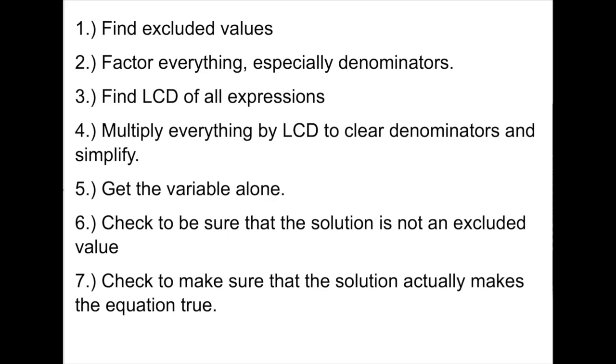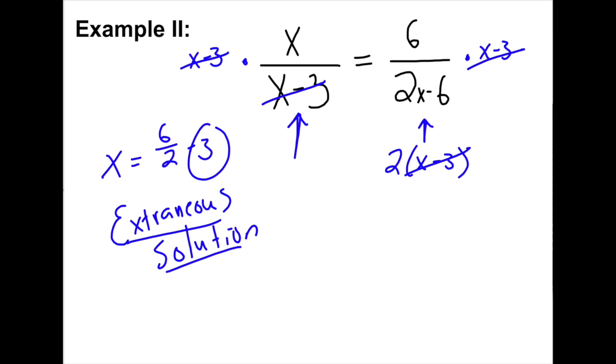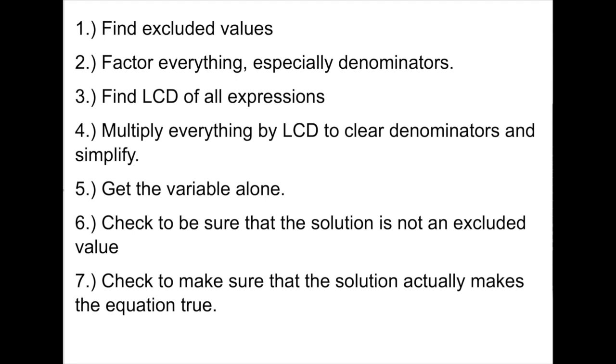Once you have that, you then need to go and check that it's not an excluded value from step 1. So for example, once we got the 3, we needed to make sure that it wasn't in the list of excluded values. In this case, it was. So if it is in the excluded values, that's not a solution. There could be more than one solution. But what I'm saying is, if any solution is an excluded value, you have to eliminate it because it's extraneous.